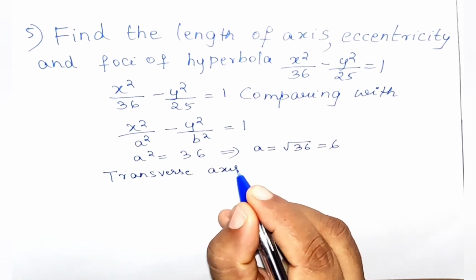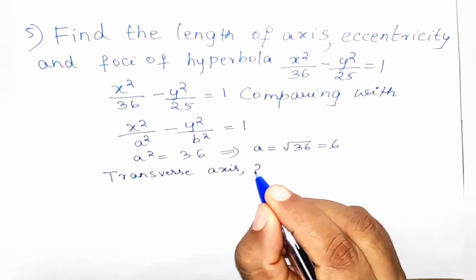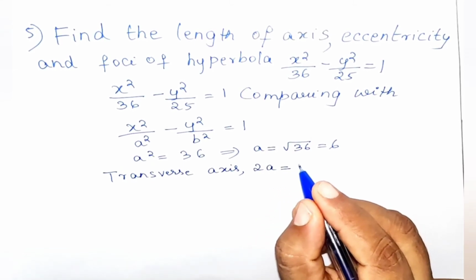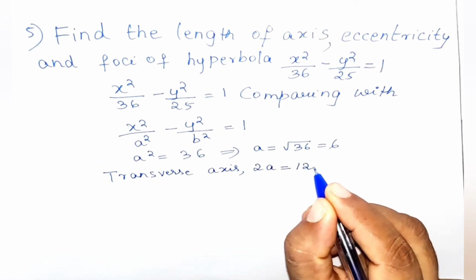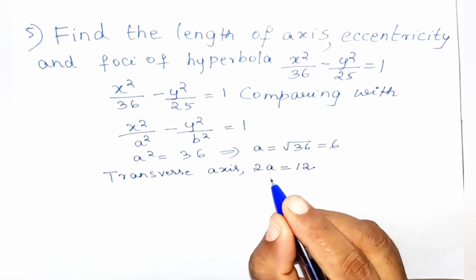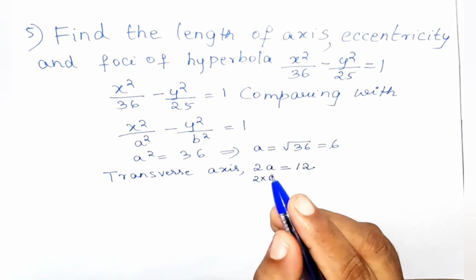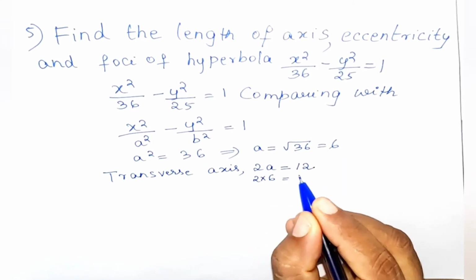Now the transverse axis. What do you think is the transverse axis? The transverse axis of the hyperbola is given by 2a. So 2 into 6 becomes 12. So 2a is equal to 12. That is 2 into 6 is 12.